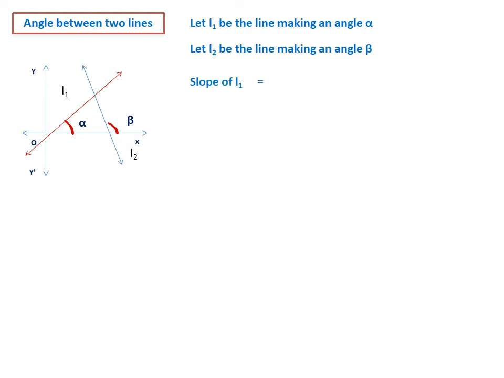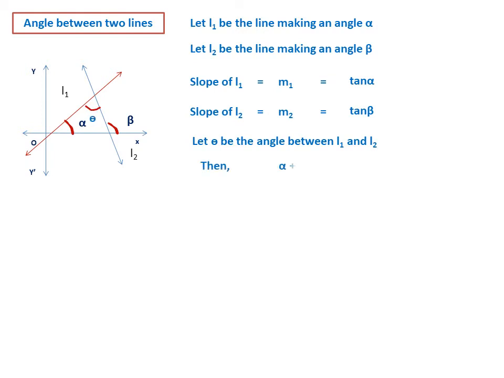Now, slope of L1, this is m1, and we know that this is equal to tan alpha. And similarly, slope of L2 will be m2, which will be equal to tan beta. Now, let theta be the angle between L1 and L2. I have taken this angle theta.